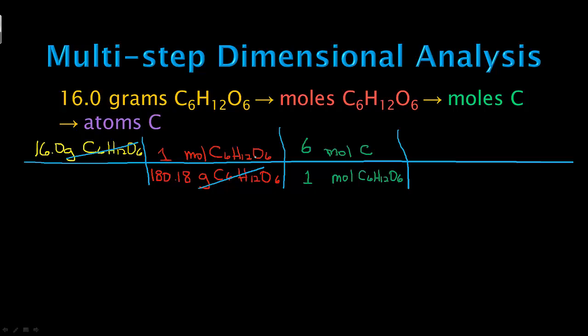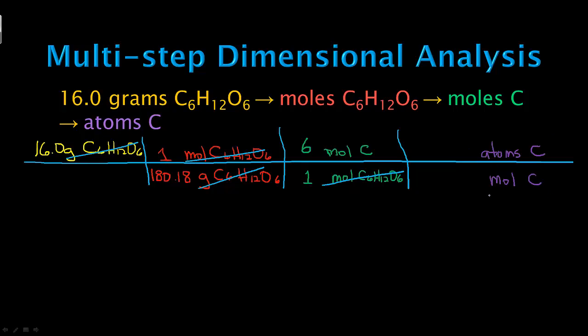Now we have moles of glucose on top and moles of glucose on bottom, so they cancel out. So I'm going to go ahead and mark them out. And we have now converted to moles of carbon. So we are right here at this step. After we convert to moles of carbon, then we need to go to atoms of carbon. So I'm going to put atoms of carbon up top. I need to get rid of this moles of carbon, so I'm going to put that on bottom.